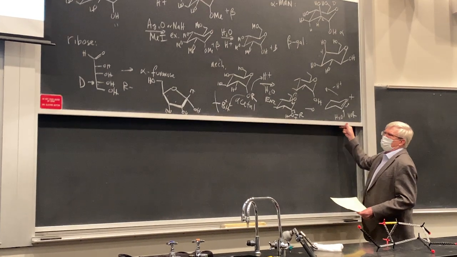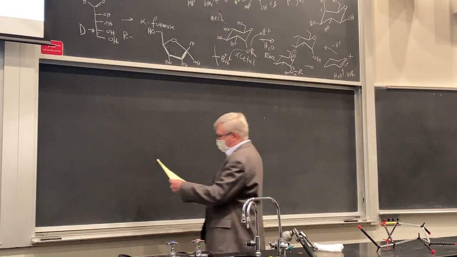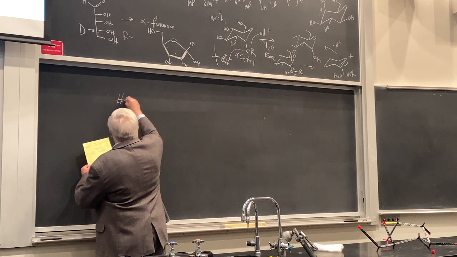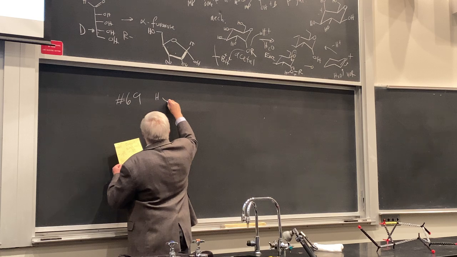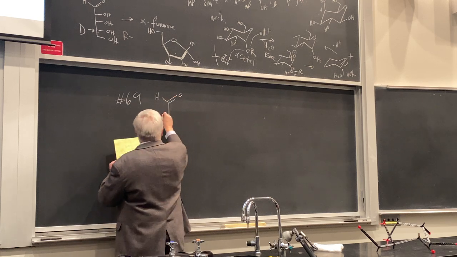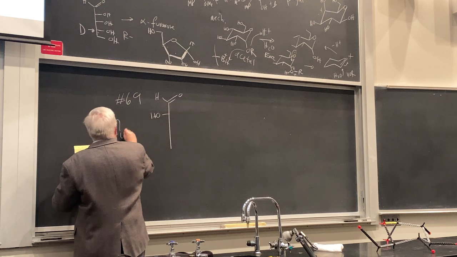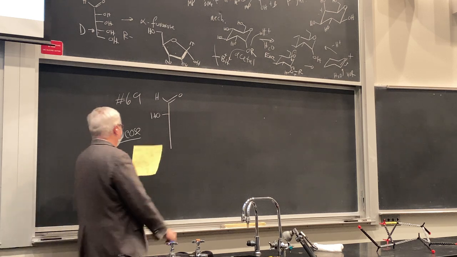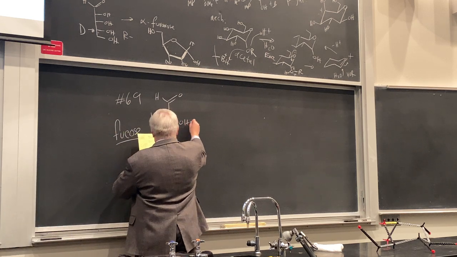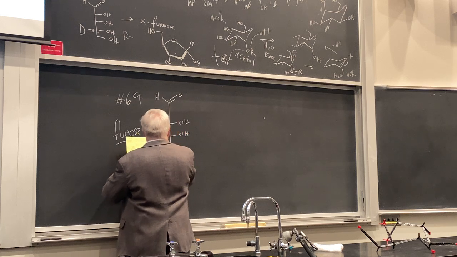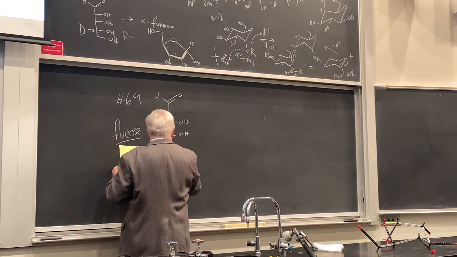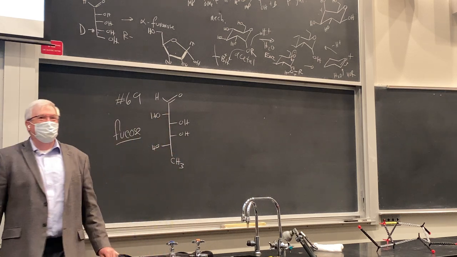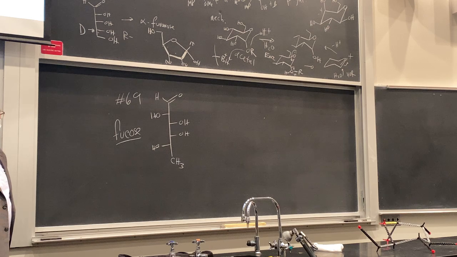Here's a bonus one. Number 69 on the homework. A molecule called fucose. And we're going to see fucose here in a second with the blood sugar antigen, guys. And fucose has this pattern. And if you look at the Fischer projection, it looks like that. What's different here? The question asks you, what are the two main things that are different or unusual about fucose?